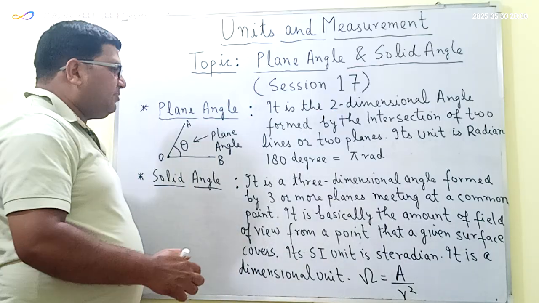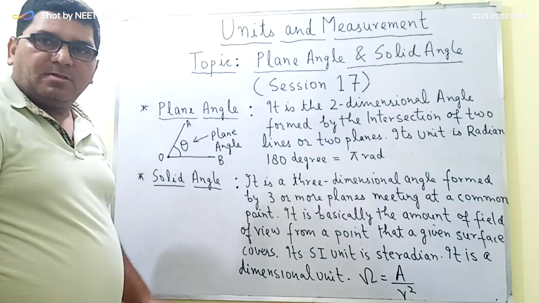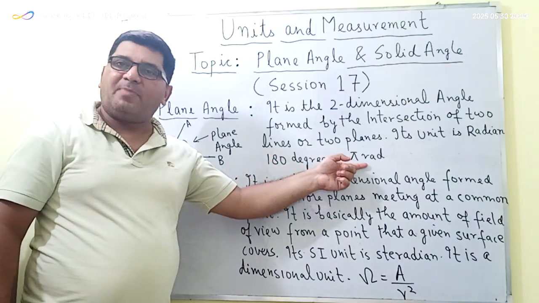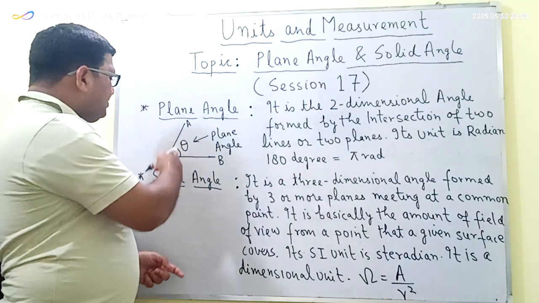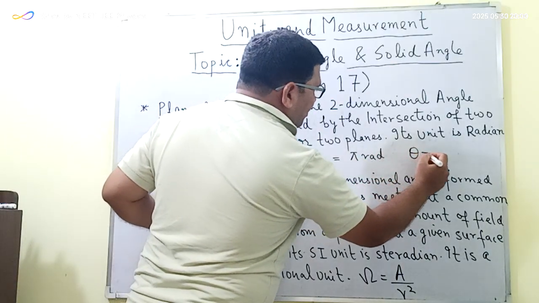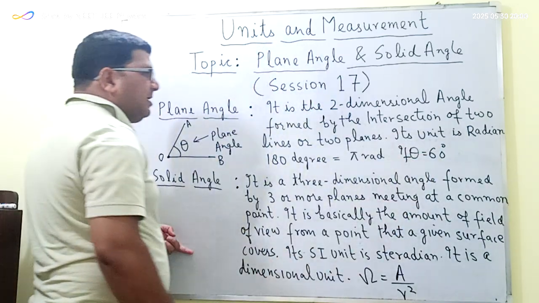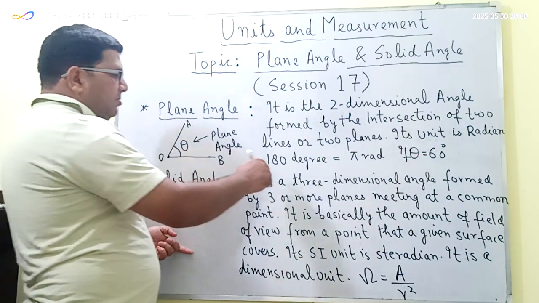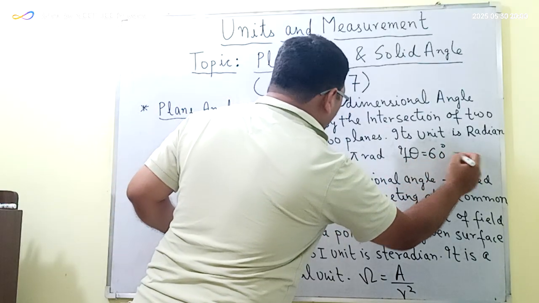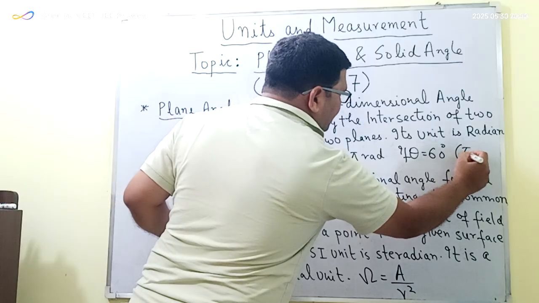That is, if the angle subtended by the 2 lines or 2 planes is equal to 180 degrees, then it is equal to pi radians. So in this case, let's say theta is equal to 60 degrees, then the plane angle will be equal to pi upon 180 into 60, so this will be equal to pi by 3 radians.